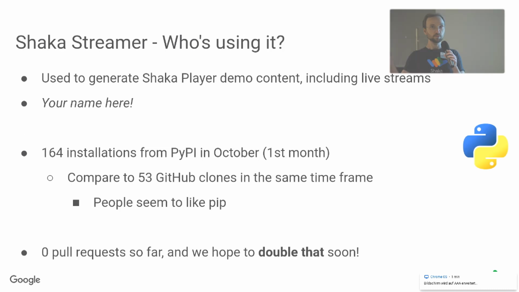So it's new. We don't know who's using it. Your name here, please let us know. We're using it ourselves to generate Shaka Player demo content, including a live stream that we're running 24/7 today with VP9 hardware encoding. We've had 164 installations in our first month, which was pretty exciting, especially compared to the number of GitHub clones we had in the same time frame. So people seem to like that we're using PyPI to send this out. And no pull requests so far, but we hope to double that soon. So please let us know if you'd like to contribute.